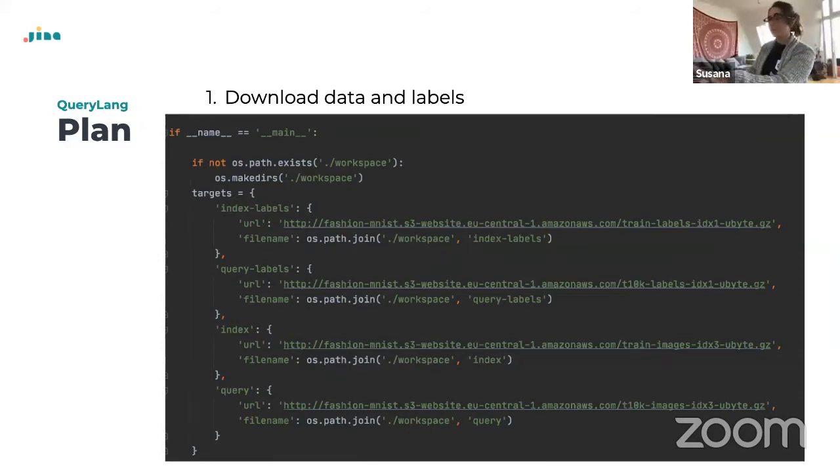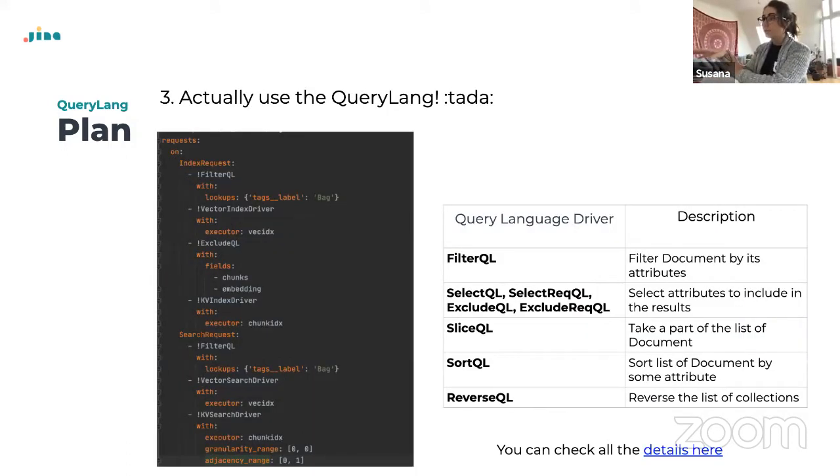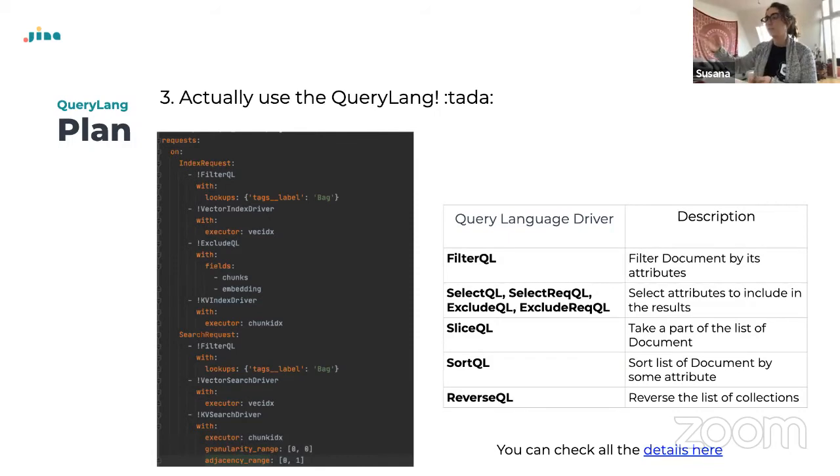But here are the slides, and what I wanted to show you also is that here I am using the filter, the filter QL, but you can also use other things, for example, sort or slice, and you can see all the details here. There is a blog post from Handmade where it's very well explained how this query language works and what all of them do. So you can check them there.